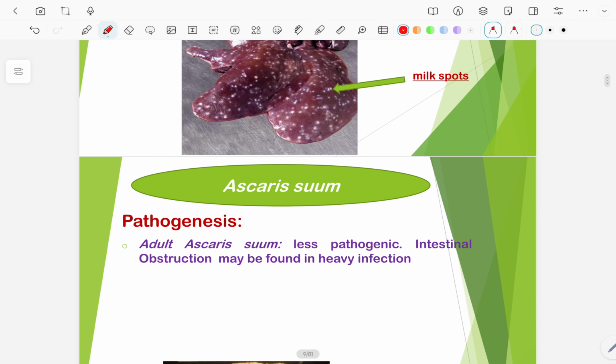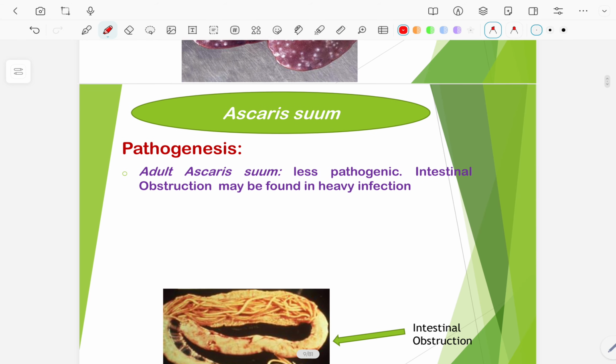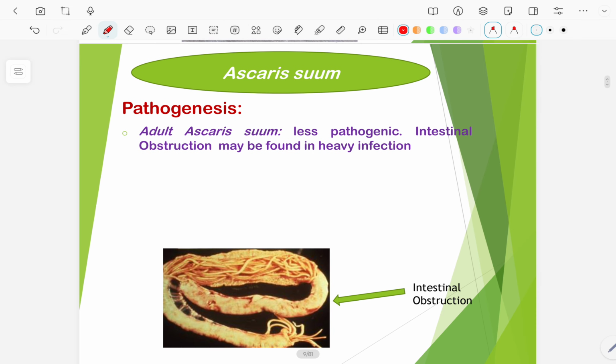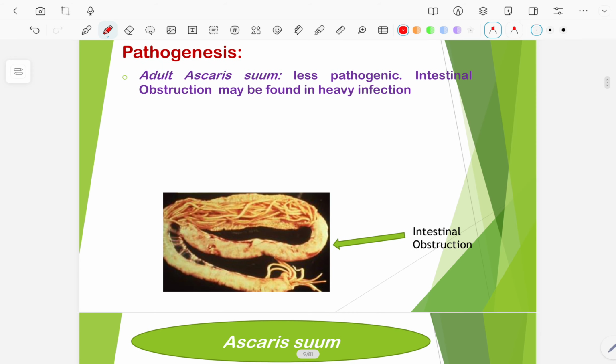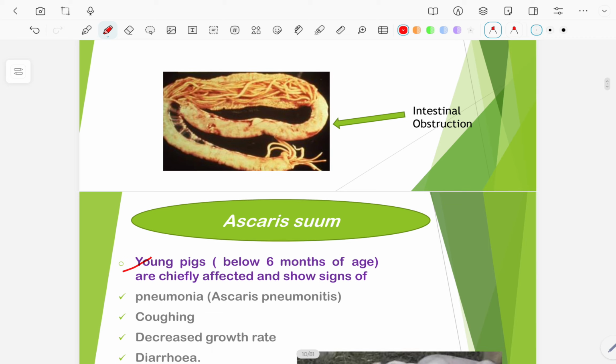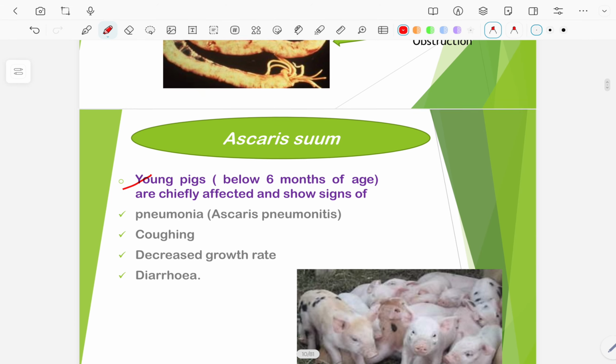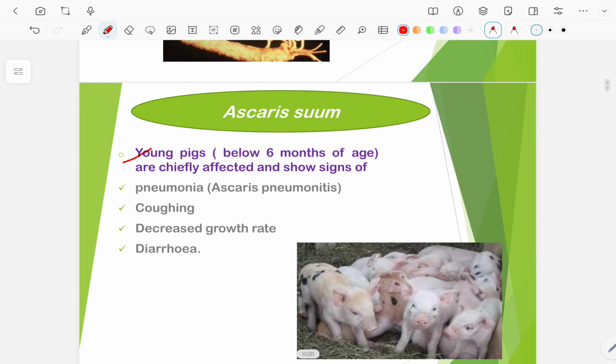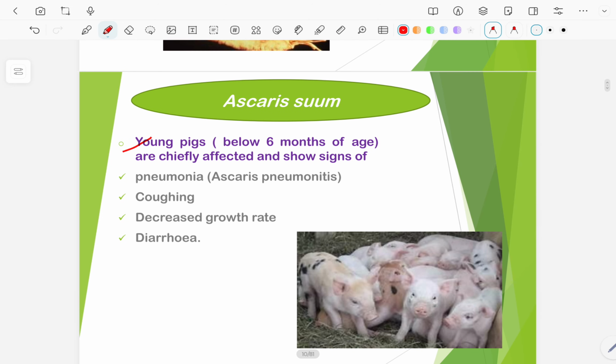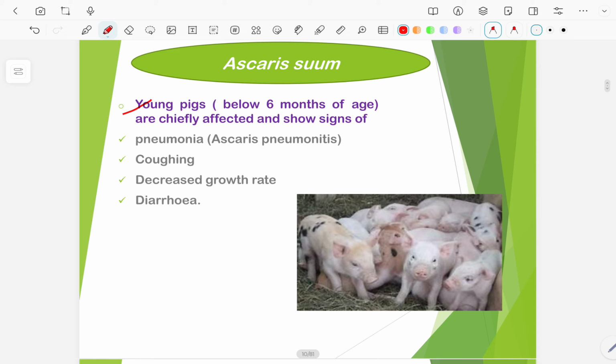Adult Ascaris are less pathogenic, but intestinal obstruction may be found in heavy infection. Young pigs below 6 months of age are chiefly affected and show signs of pneumonia, Ascaris pneumonitis, coughing, decreased growth rate, and diarrhea.